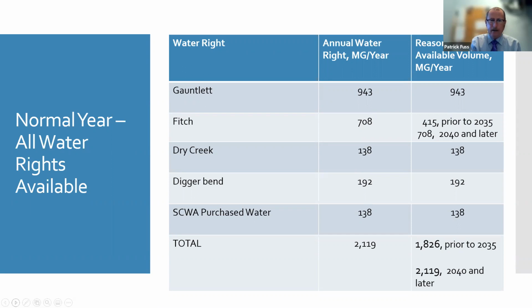There's a portion of the year that we can't use the Fitch water right because of turbidity, and that limits the water right that's available to us to 1,826. We do have on the horizon potentially a filtration project that could enhance that particular water right, either at Fitch or maybe at Dry Creek, and that could enhance our total water portfolio to 2,119 million gallons. We're anticipating that would be sometime after 2035. So for the purposes of demonstration, I've added that water volume available after 2040. Next slide, please.